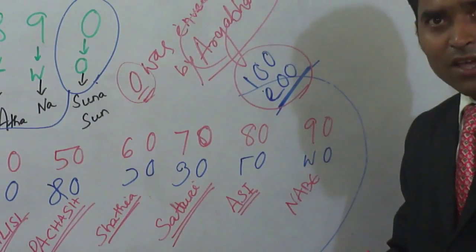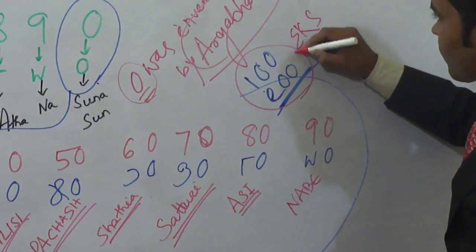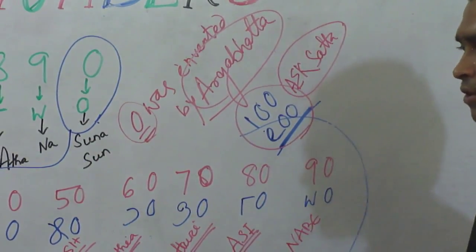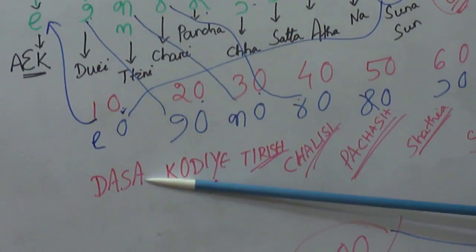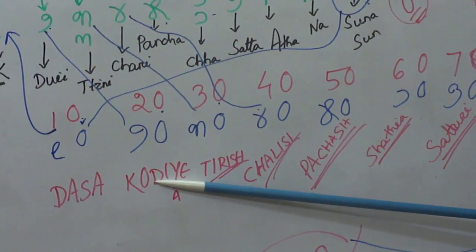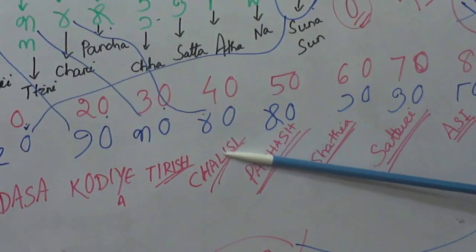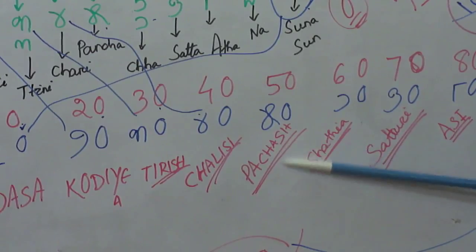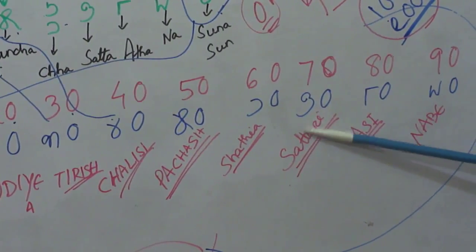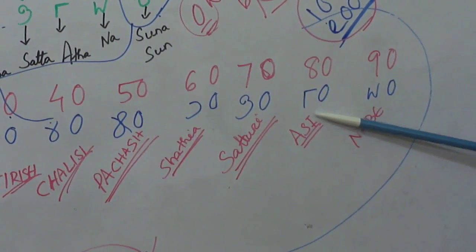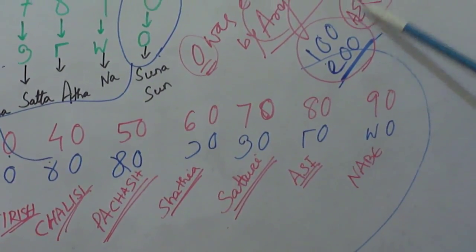So 100 means Eko Sapta, 100. S-A-T-T-A, Sapta you can write, Eko Sapta. So these are the things, let's repeat. This is 10, Dasa. 20, kodiye. 30, tirisi, or tiris. 40, chalisi. 50, pochasa. 60, satiye. 70, saturi. 80, ossi. 90, nobbe. And 100 is your Eko Sapta.